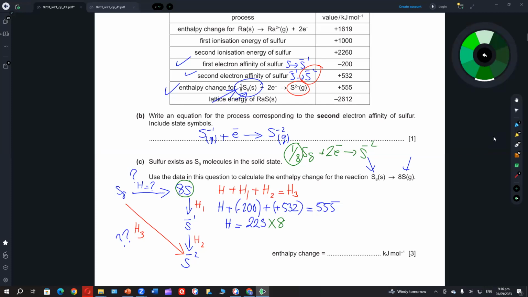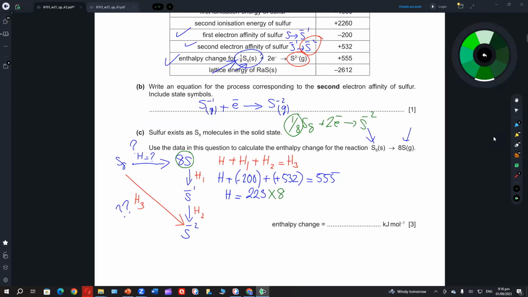Now logically, if I use common sense, if I am getting 8 S atoms, it will be 8 atoms here, and it will be 8 atoms here. Yes, so that makes sense. Otherwise, I can't balance it. But as he has put 1/8 here, I need to balance my answer. So 223 into 8. Now we have to do this calculation. It's 1784.